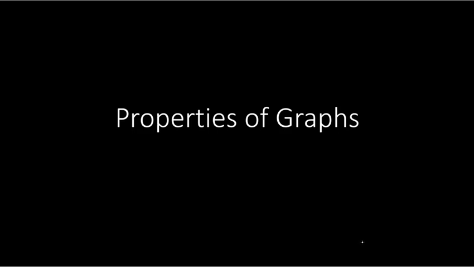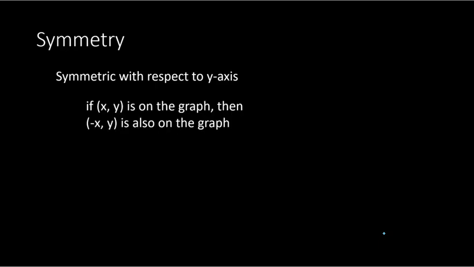In this lesson, we will discuss properties of graphs. Now, the first property we want to discuss is the property of symmetry. There are different types of symmetry, and one type of symmetry is something being symmetric with respect to the y-axis. To be symmetric with respect to the y-axis, we need every point (x, y) that is on the graph to also have the point (negative x, y) on the graph.